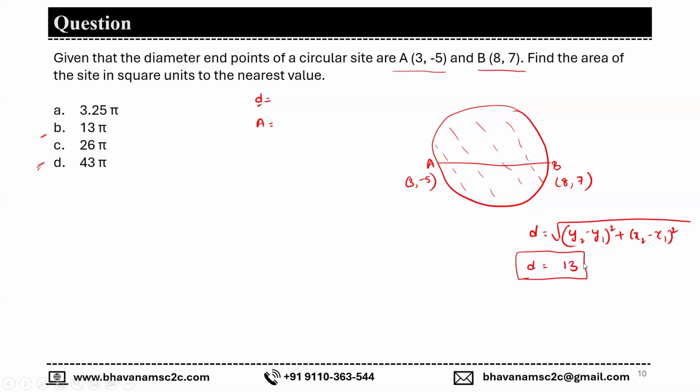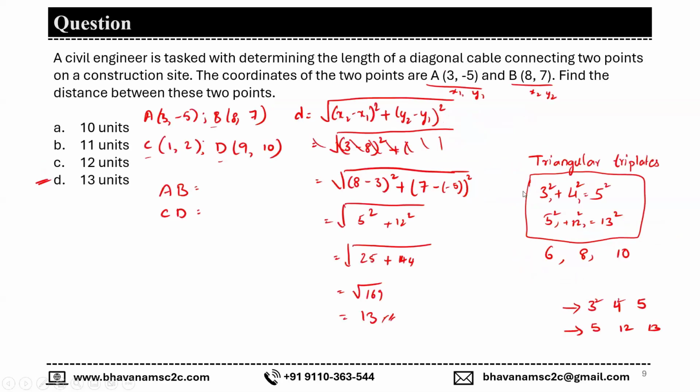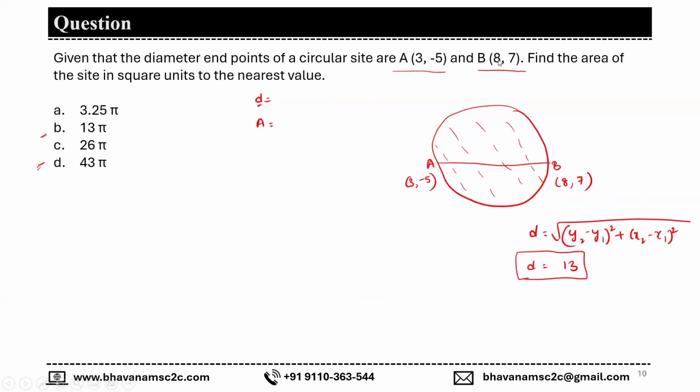If some of you do not get how the d value is obtained, it's from the previous problem itself. The same coordinates we are using in the current problem as well: A as 3, minus 5 and B as 8 comma 7. So the same points we are using here. The distance between these 2 points is 13. You got the diameter as 13 units.